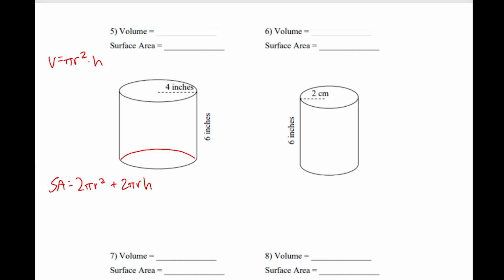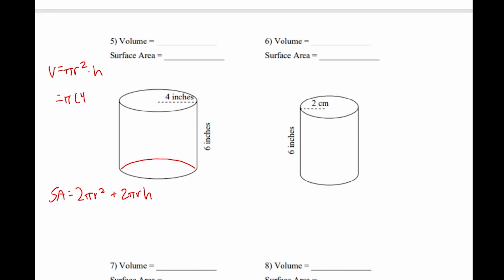So let's find the volume first. We've got pi times the radius squared, so that's times 4 squared, times the height. We need to throw all that into our calculator. So we've got pi times 4 squared times 6, which is roughly 301.59 if I take it out to 2 decimal places. So the volume is 301.59 cubic inches.